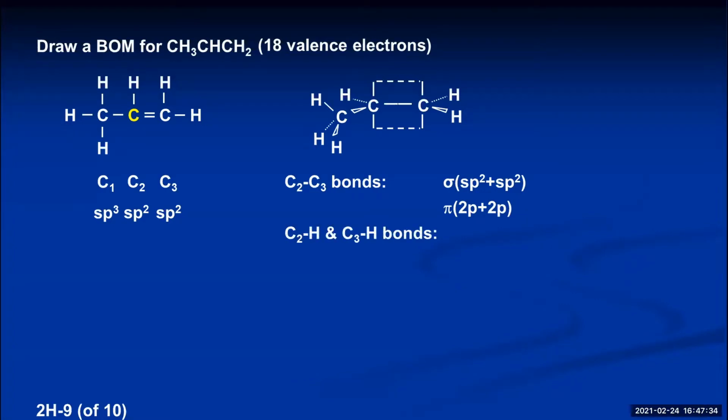Now, there are hydrogens bonded to carbon 2 right here, and there are hydrogens bonded to carbon 3. Those 3 bonds all have the exact same name. They would be the overlap of a 1s orbital from the hydrogen with an sp2 orbital from these sp2 carbons. So they would be sigma sp2 plus 1s.